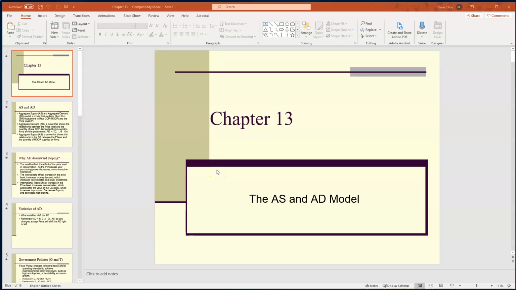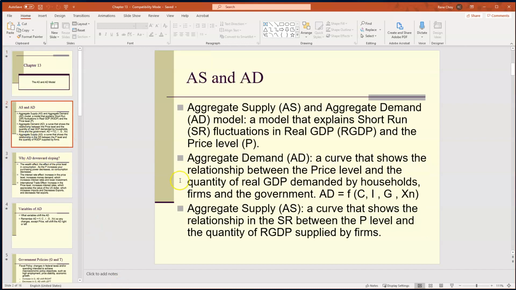Good morning. So today we're here to talk about Chapter 13, the Aggregate Supply, Aggregate Demand Model. The Aggregate Supply, Aggregate Demand Model is basically a model that explains short-run fluctuations in real GDP and prices. The aggregate demand is a curve that shows a relationship between price and real GDP, while the aggregate supply is a curve that shows the relationship between the short-run price level and real GDP supplied by companies.